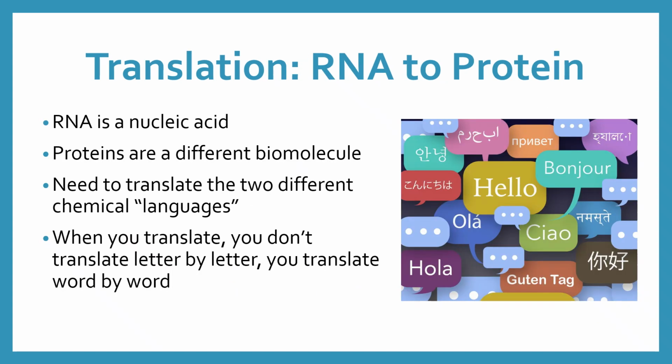Now, translation is a little bit more tricky, a little bit more complicated. So DNA and RNA are both nucleic acids, but proteins are a completely different type of biomolecule. Nucleic acids have the nucleotide as their monomer. Remember, the monomer is the building block. Whereas proteins, their building block is amino acids. So now it's like we're speaking two chemical languages, two different languages. So we're going to have to translate the RNA into protein language.